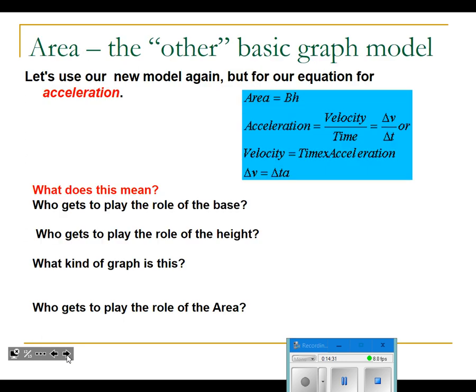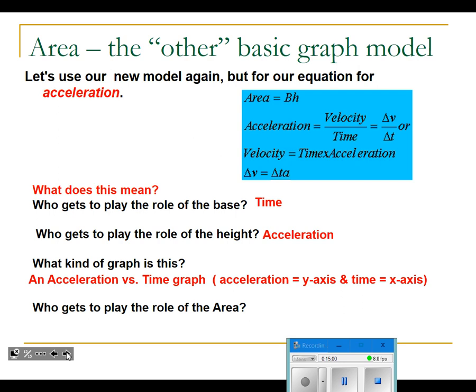Okay. So we could also do it for an acceleration graph, which is a little bit different. But acceleration is velocity divided by time. And I could rearrange that to be velocity equals time times acceleration. So what does that mean? Who gets to play the role of the base? Time. Who gets to play the role of height? Acceleration. What kind of graph is this? This is an acceleration versus time graph. I haven't actually shown you one of these yet, but we could put acceleration on the y-axis and time on the x-axis, and that would be this type of graph. We will work with these graphs in this unit as well.